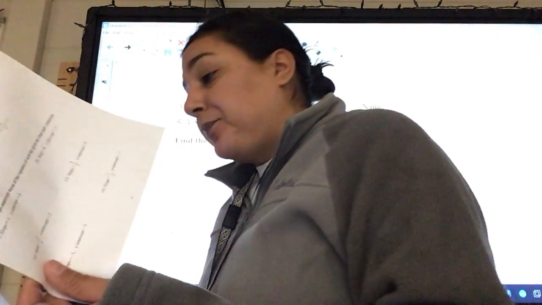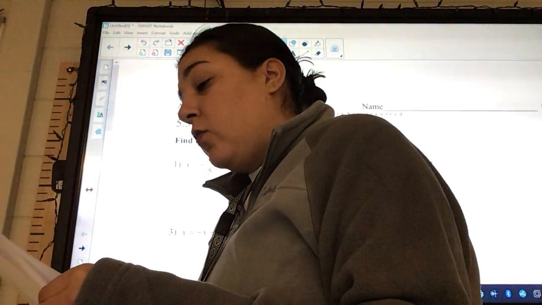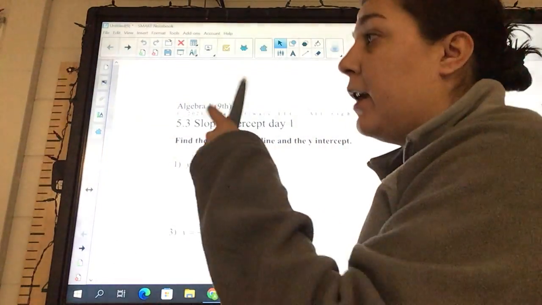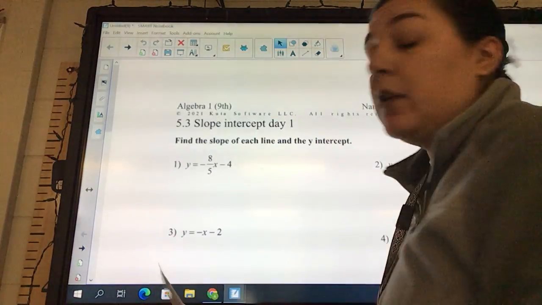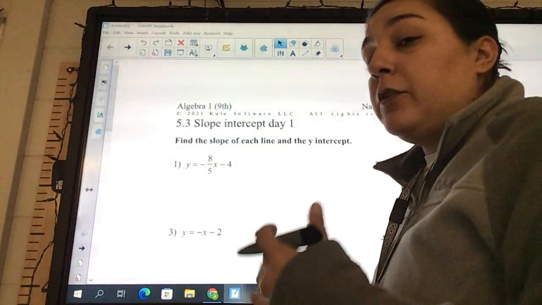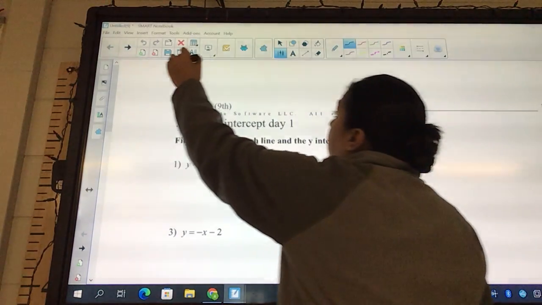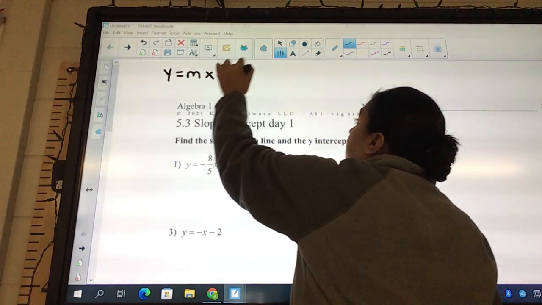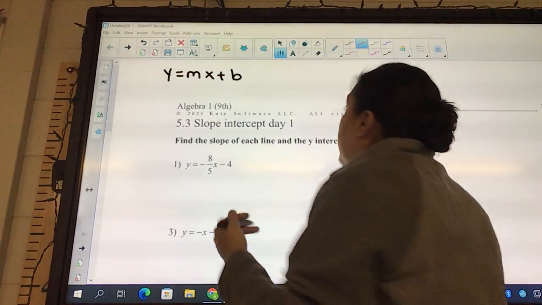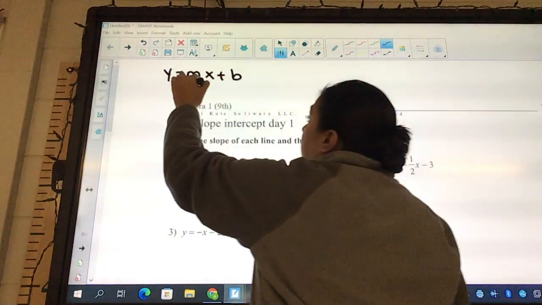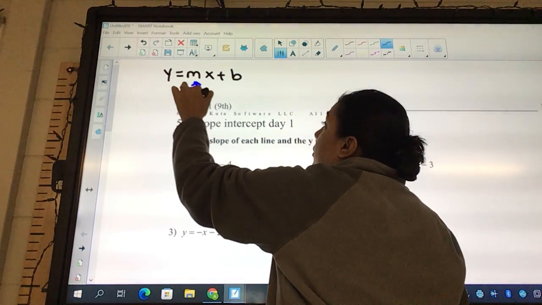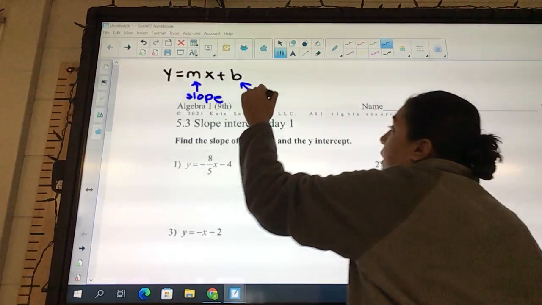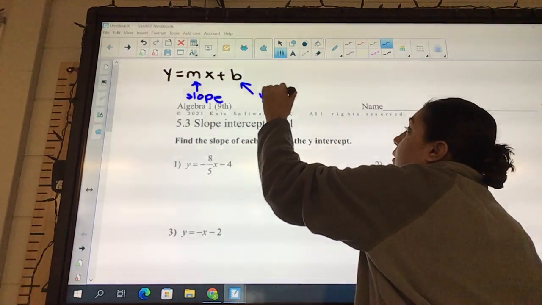This is slope intercept form, and I'm going to write all the formulas that you're going to need on the board for you. That way you can see them. We've got y equals mx plus b. These notes, you're going to need them. So our m is our slope, and our b is going to be our y-intercept.